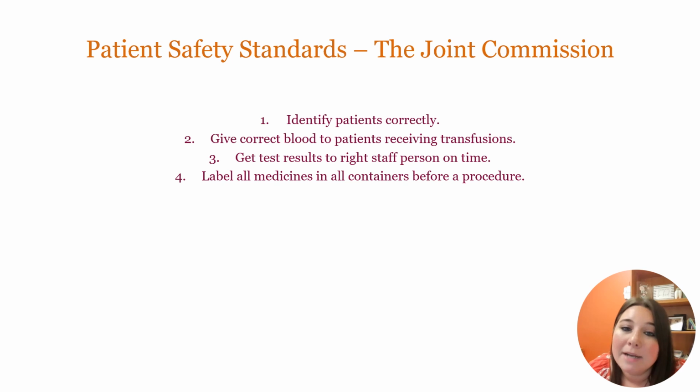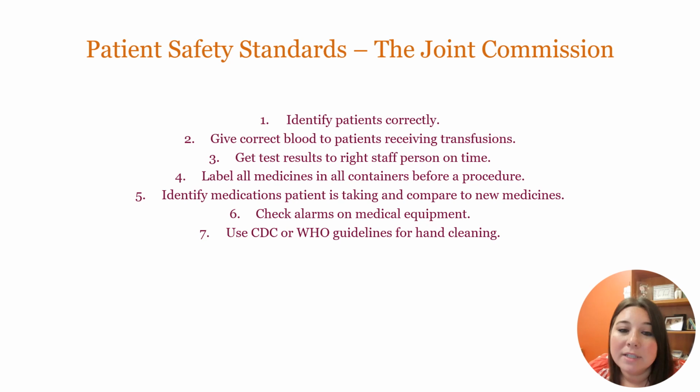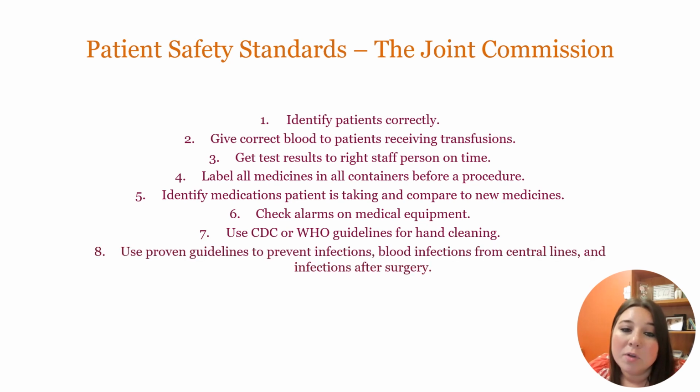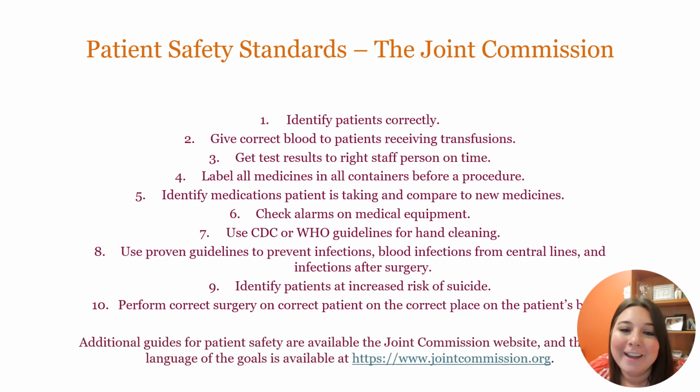Number 4, label all medicines in all containers before a procedure. Number 5, identify medications the patient is taking and compare them to the new medicines. Number 6, check alarms on medical equipment. Number 7, use the CDC or WHO guidelines for hand cleaning. Use proven guidelines to prevent infections, blood infections from central lines, and infections after surgery. Number 9, identify patients at an increased risk of suicide. Number 10, perform correct surgery on the correct patient on the correct place on the patient's body.